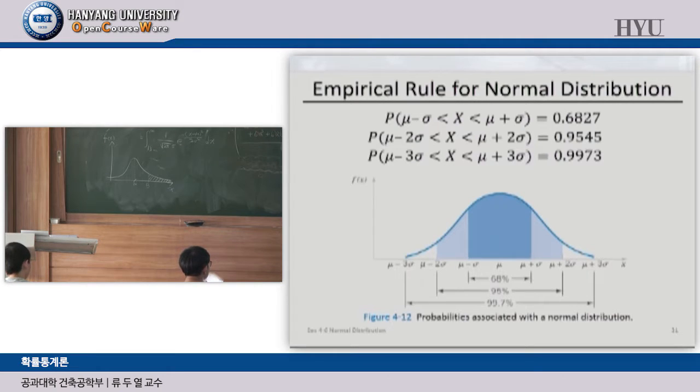The probability of x when x is between the mean minus the standard deviation and the mean plus the standard deviation is approximately 68%. This shaded area. And the probability of x when x is between mu minus 2 sigma and mu plus 2 sigma is approximately 95%. And the probability of x when x is between mu minus 3 sigma and mu plus 3 sigma is approximately 99.7%.